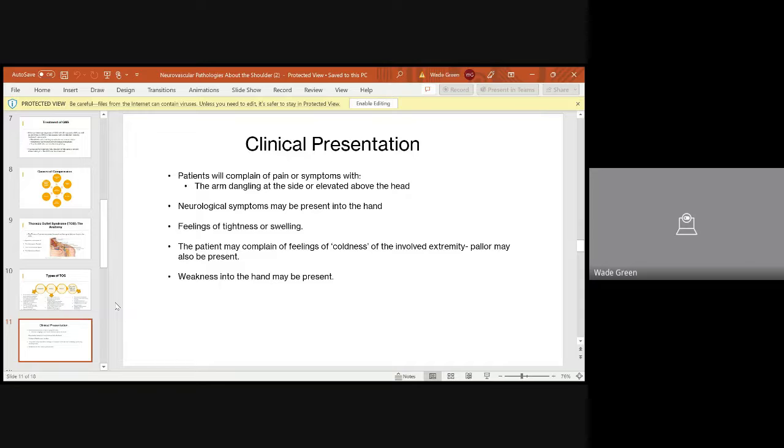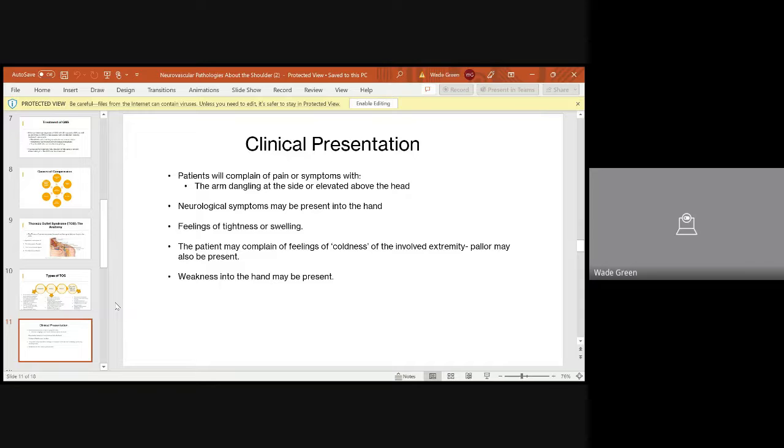So, clinical presentation of thoracic outlet. Patients are generally going to complain of symptoms with the arm either at the side or above the head, so there can be pain in either position. Now, if it's neurogenic, these people may feel symptoms all the way into the hand. They may feel tingling, numbness, burning, and maybe even a feeling of tightness or swelling.